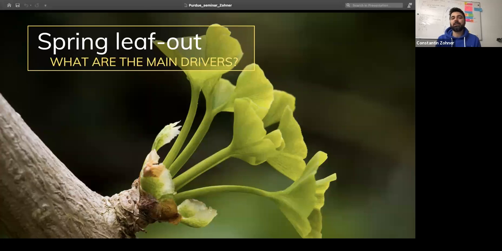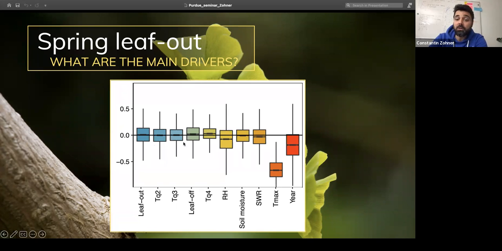What I'm trying to do right now is to look at the relative importance of all these possible drivers. It's a pretty preliminary analysis, but if we look at all these drivers, I'm not going to explain all of them. Spring leaf out means the effect of the leaf out of the previous year. These TQ2, 3 are the temperature of the previous growing season, the Q2, Q3, and Q4 of the year. We have air humidity, soil moisture, radiation, and, as I said, year. And Tmax, that's spring temperature.